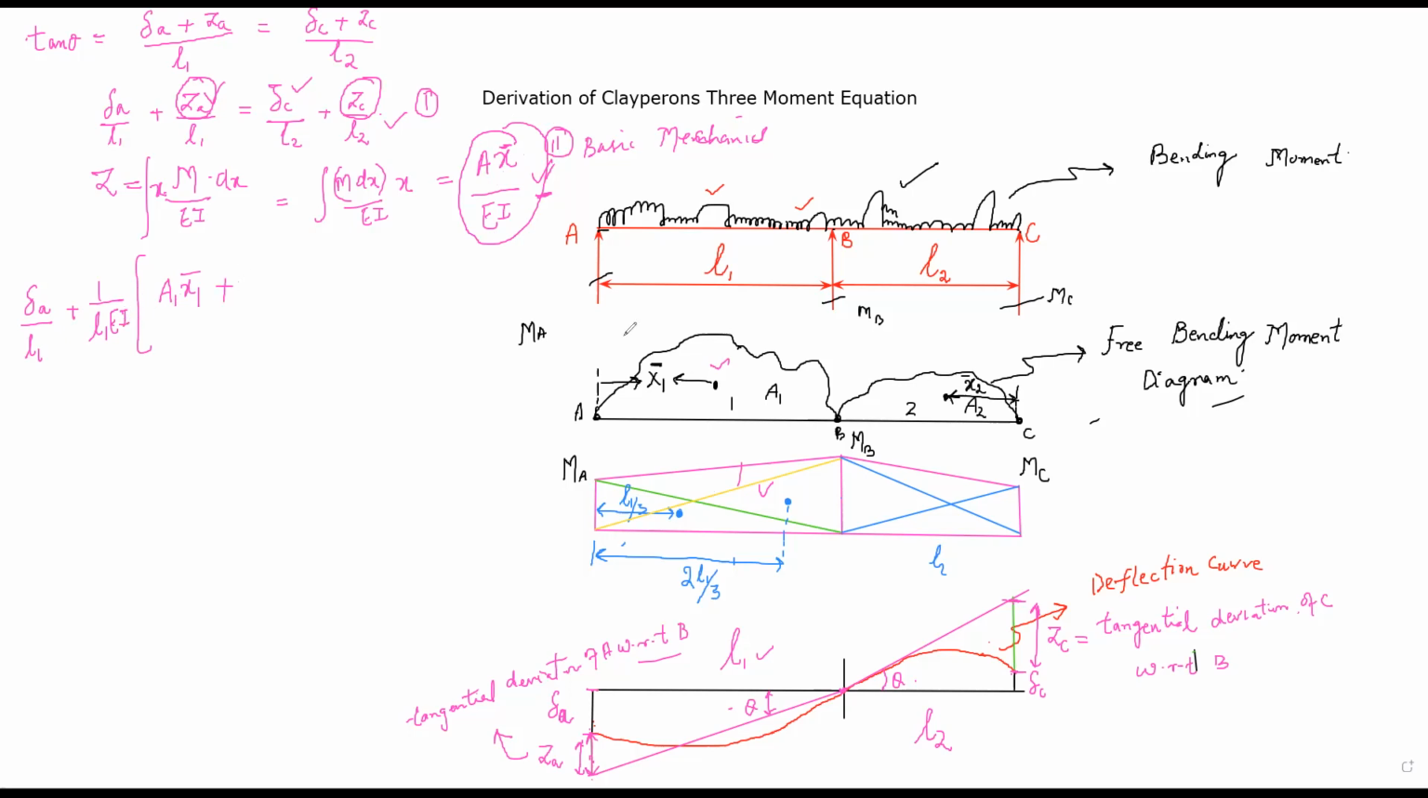Plus, we have used A x bar for this. Now we have this diagram, which we have divided into two right angle triangles, one with the green side and the other with the yellow side. First, let's talk about the green side. The green side area will be equal to Ma multiplied by L1 divided by 2.